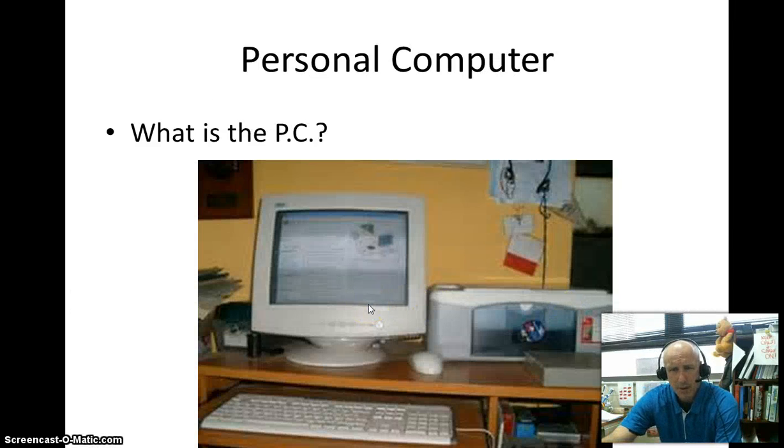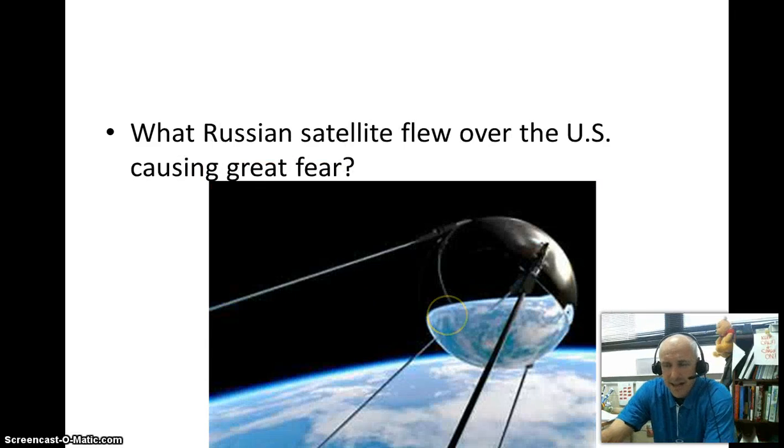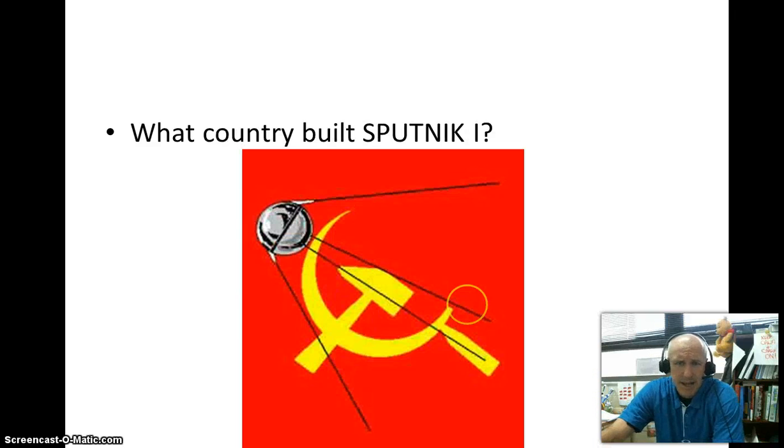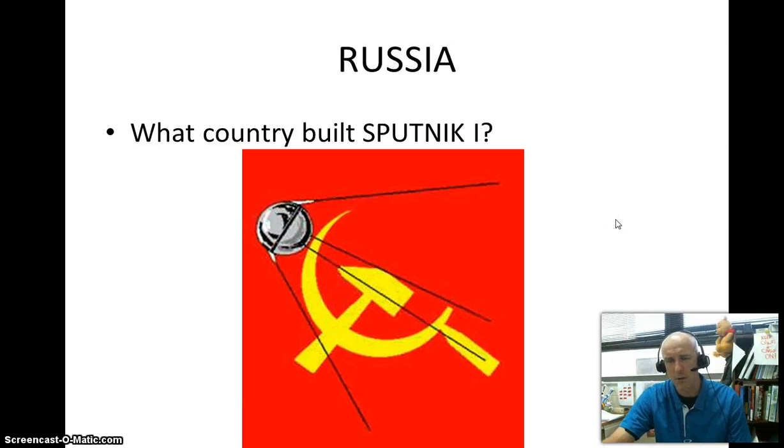All right, and what is a PC? A personal computer. People started getting these in the 70s. And here's that satellite that increased our fear. Oh gosh, we've fallen behind. Its name is Sputnik. And what country built Sputnik? And you see its flag right here with the hammer and the sickle. It is Russia. Very good.